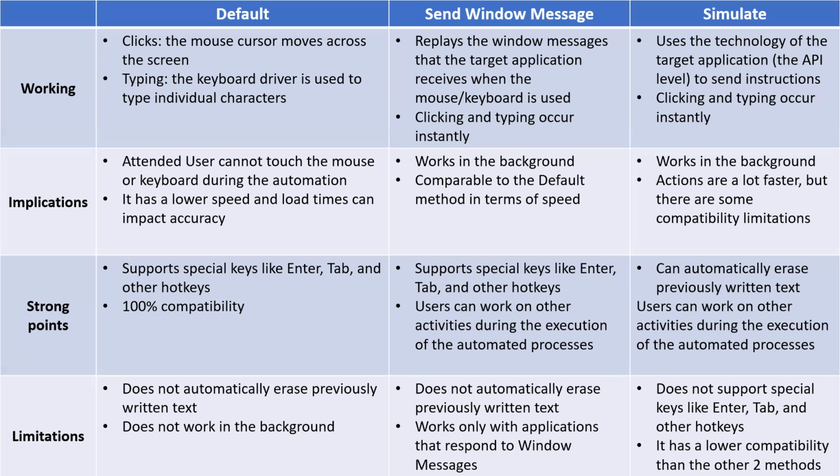So that is the implication. Attended users cannot take control over the mouse or keyboard during the automation. It has a lower speed and a longer time, which can impact the accuracy. As I gave you the example, when two people want to work on the same laptop at the same time, it cannot be done at all. So that's the same way. That's the implication we have when you choose default as a behavior.